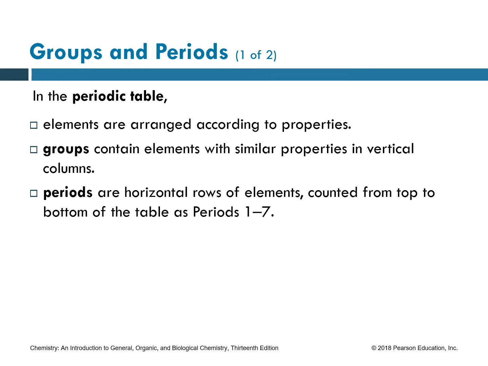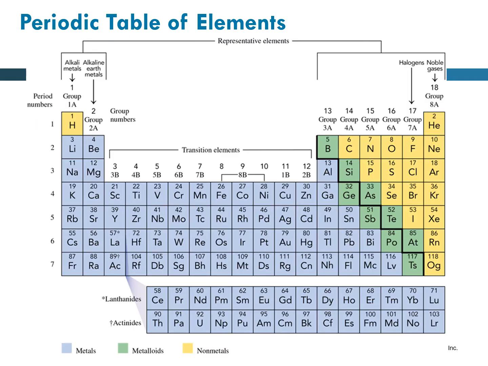So groups essentially are the vertical columns. The columns that you see in a periodic table are called groups, and the horizontal rows that you see in a periodic table are called periods. Okay. So this is a periodic table. This is how a periodic table would look like. You probably have seen this a bunch of times. So a periodic table is basically an arrangement of the elements in groups and columns and rows.